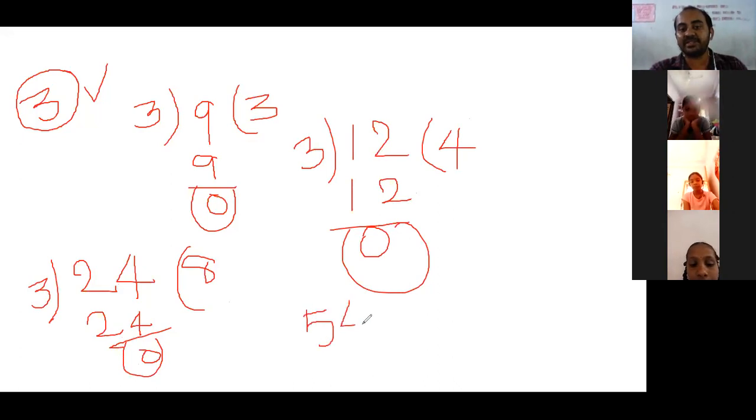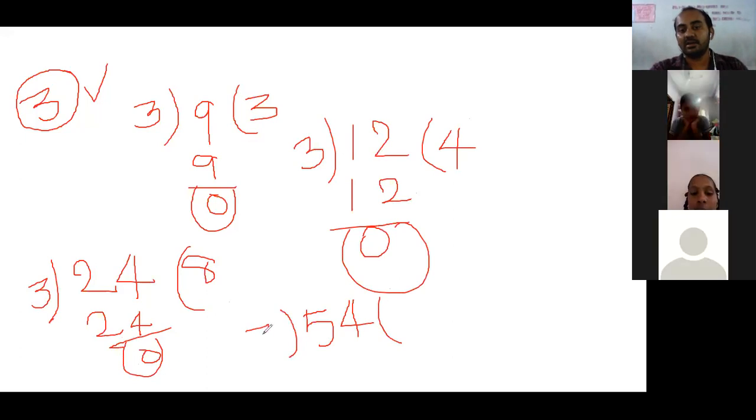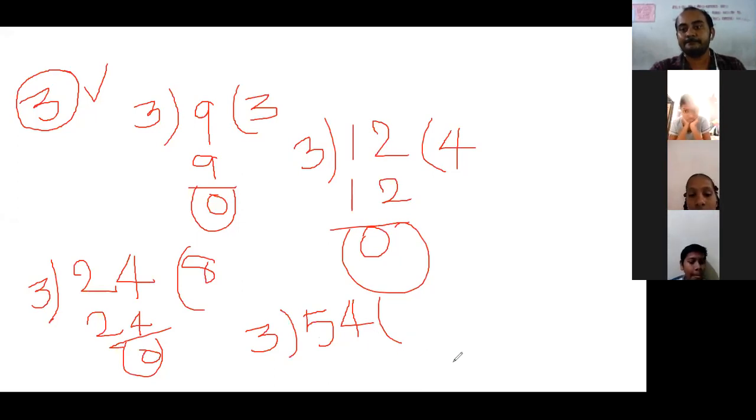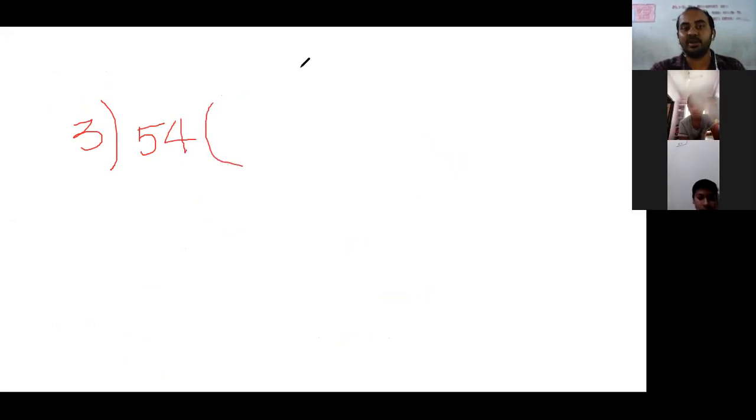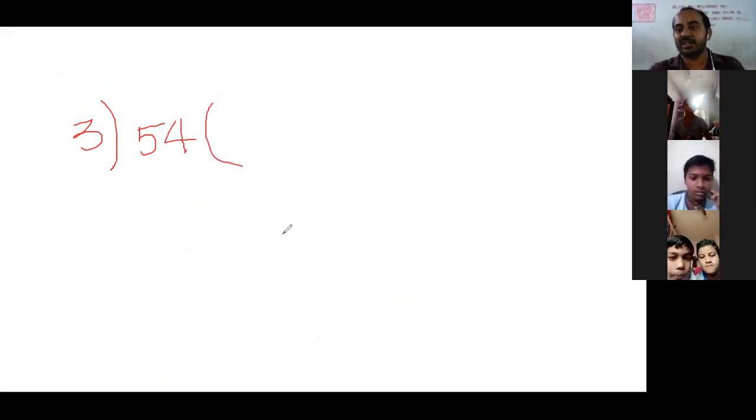Now similarly, is 54 a number divisible in 3 table? Yes, it is divisible in 3 table.